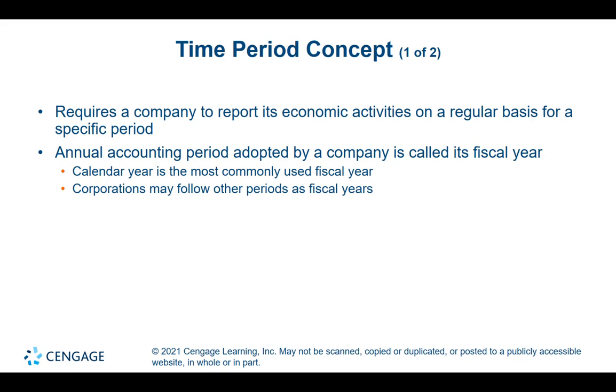A 12-month period selected by the company is called a fiscal year. It could begin on any month. For example, Macy's fiscal year begins February 1st and ends January 31st. This is typical for retailers, who do not end the fiscal year on December 31st when they are so busy with the holiday season.